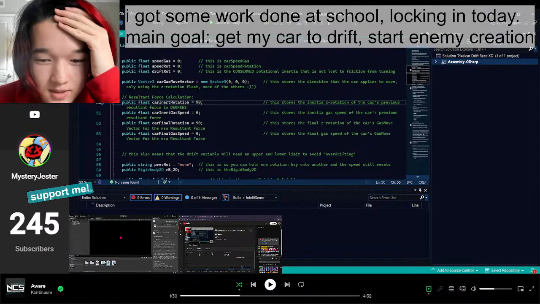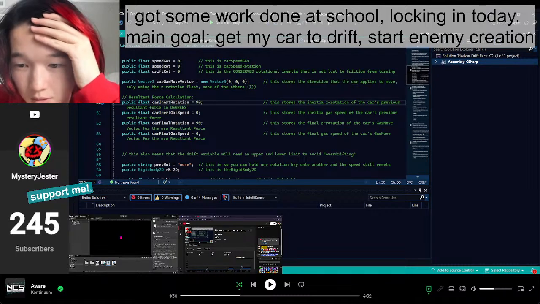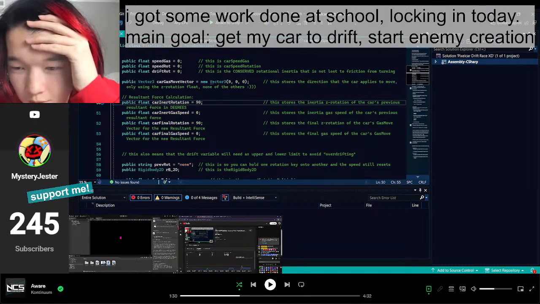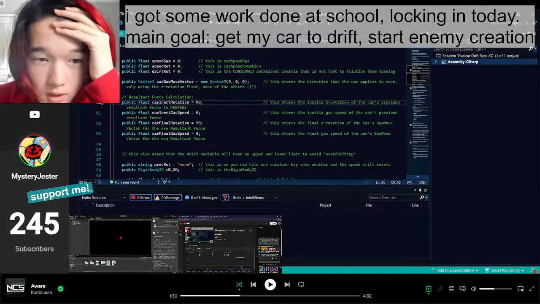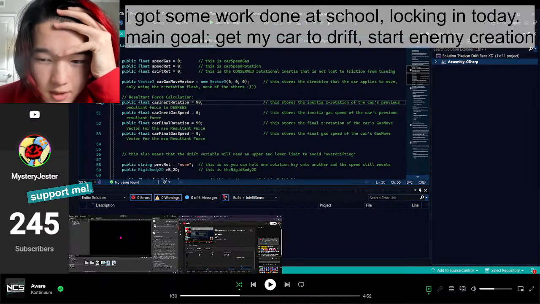Wait, so you're coding a car that can drift? Hold on, I gotta answer this person's question. Woolly Silver. What's the main problem you're solving for the Unity project right now? Well, it works kind of fine, but it doesn't have drifting yet, so I'm trying to add that.